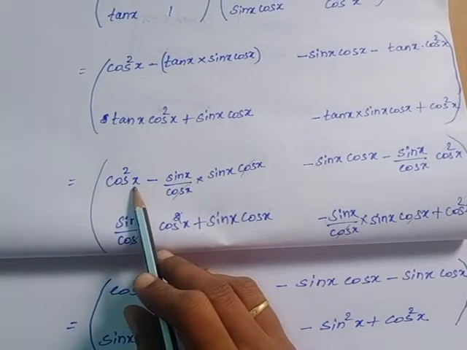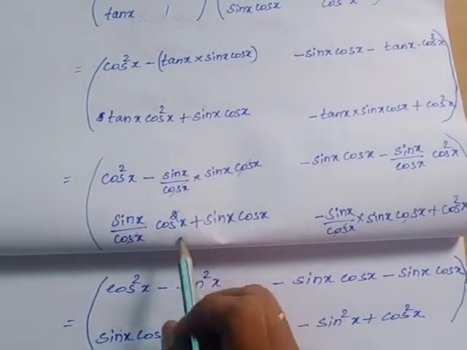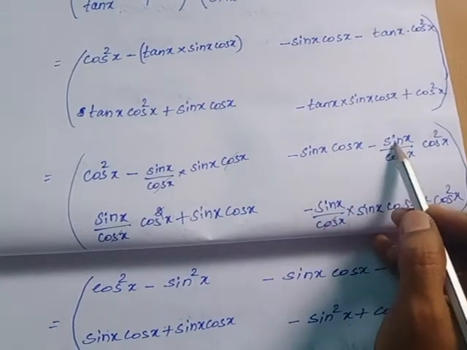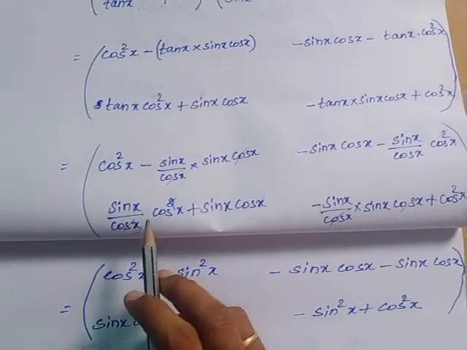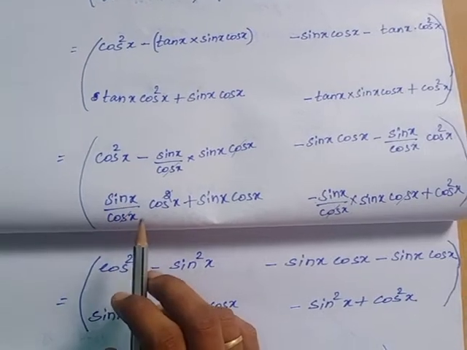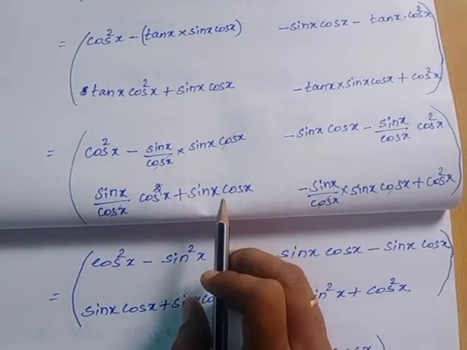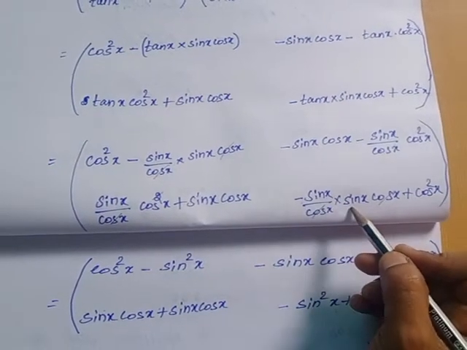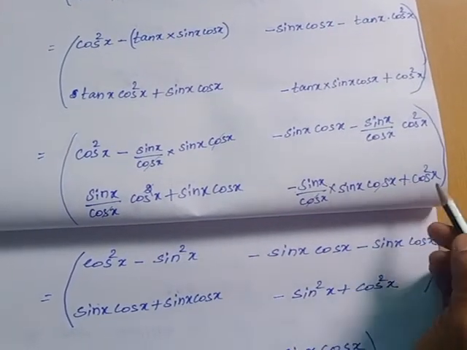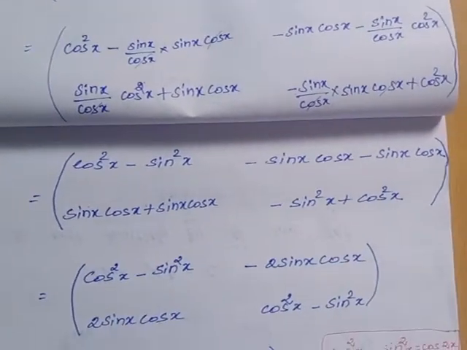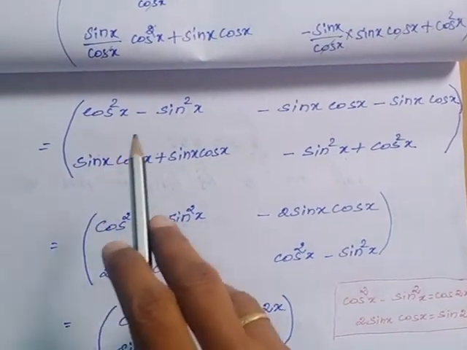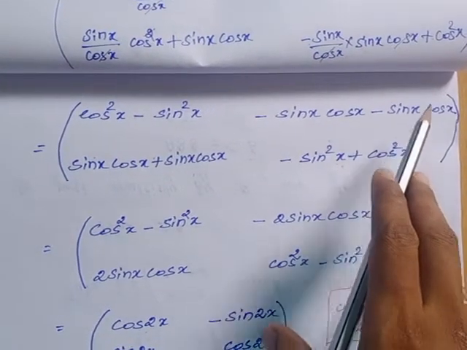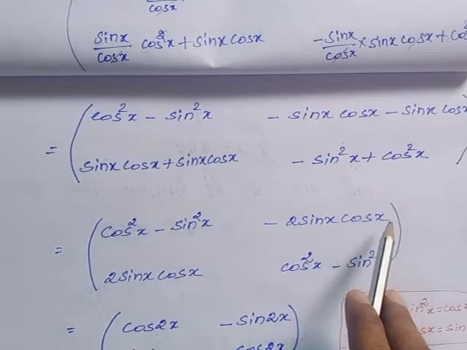So the first term is cos square x minus sin into sin x, which is sin square x. Here minus sin x cos x minus sin x into cos x. The third term here is sin x into cos x plus sin x into cos x. Here minus sin x into sin x is minus sin square x plus cos square x. So next add the terms: cos square x minus sin square x, and minus sin x cos x minus sin x cos x can be written as minus 2 sin x cos x.